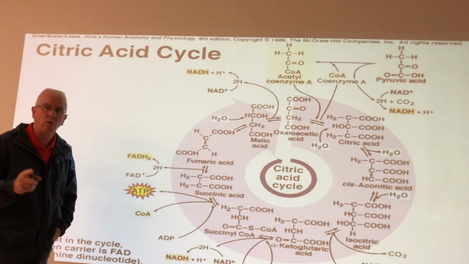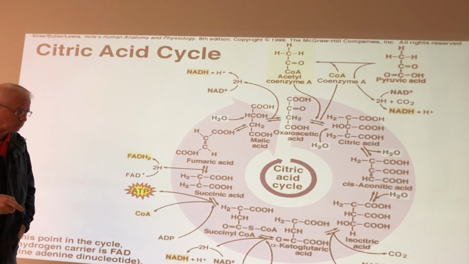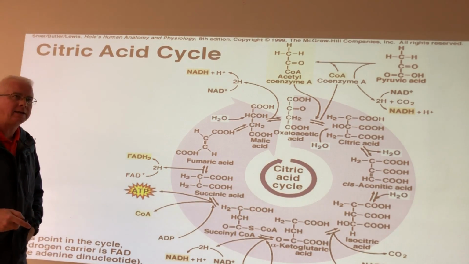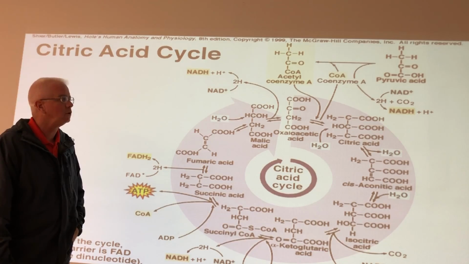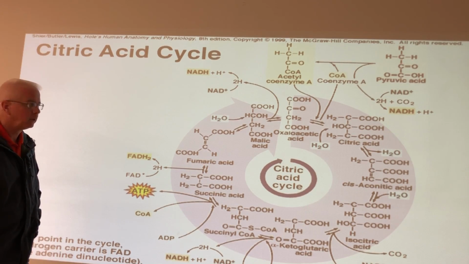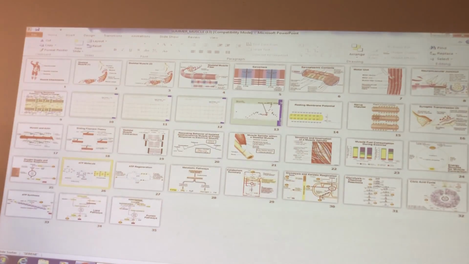Now, look at what happens during these reactions. During the citric acid cycle, I will produce 1, 2, 3 reduced NADs. I will produce 3 NADH plus H molecules with 1 trip through the citric acid cycle. So in just a moment, what happened there?